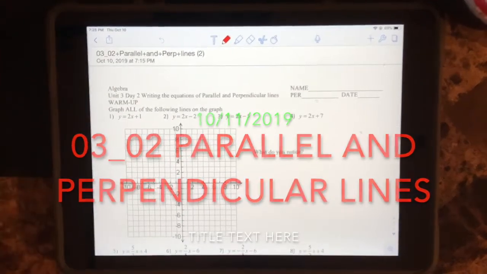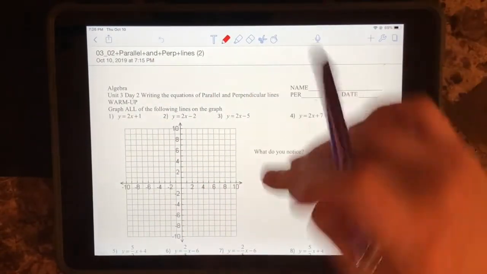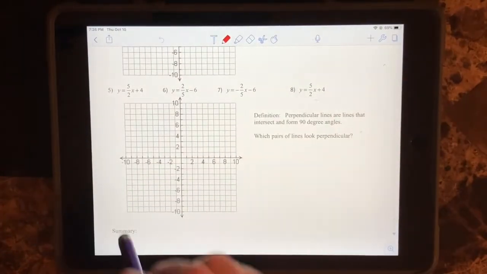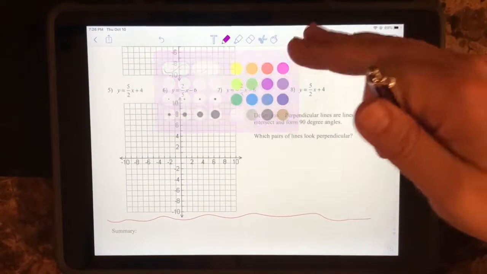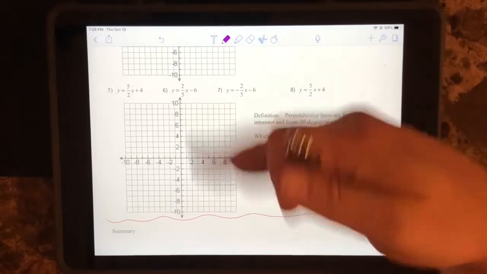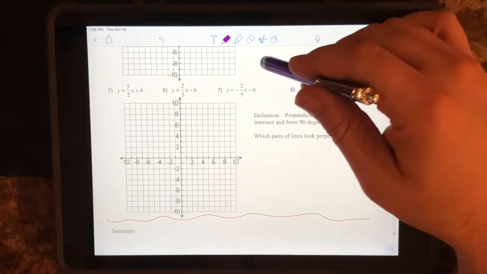Hey everybody, so we're going to be working on parallel and perpendicular lines today. So there's some warm-up stuff here and here. So would you please pause the video if you have not already done the warm-up up to this point, and do the warm-up up to this point. So press pause and do the warm-up.